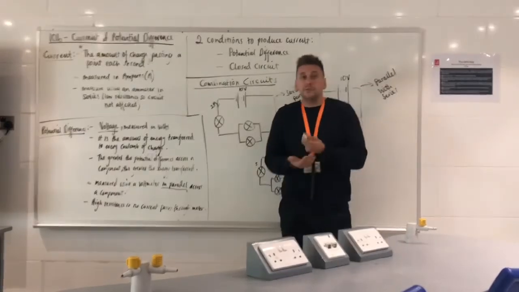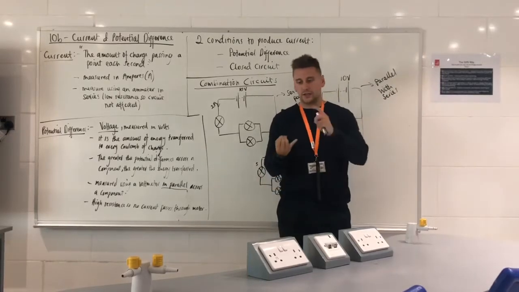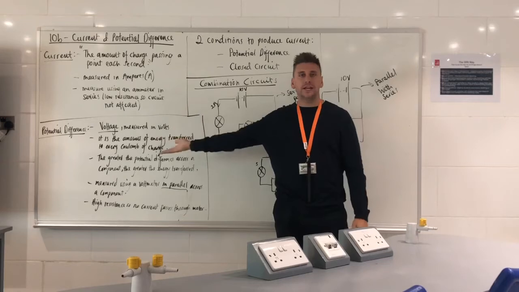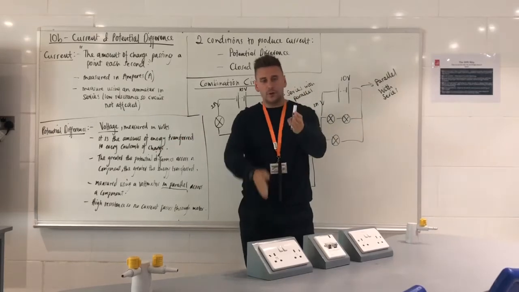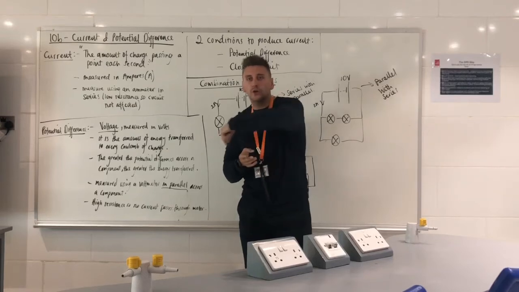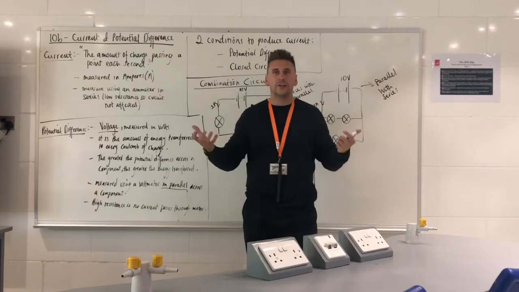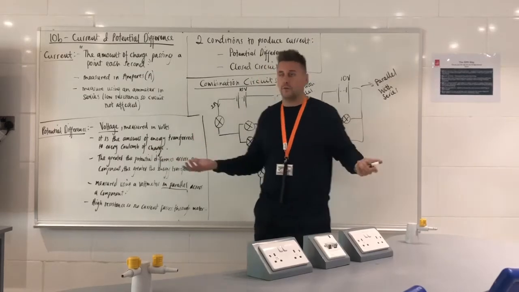Two conditions, very simple. You must have these two conditions if you want to produce an electrical current in a circuit. Number one, you have to have a potential difference. There must be a positive and a negative transferring energy to the electrons, causing that attraction from one side negative to the positive. Without that attraction, they don't move, they don't flow.